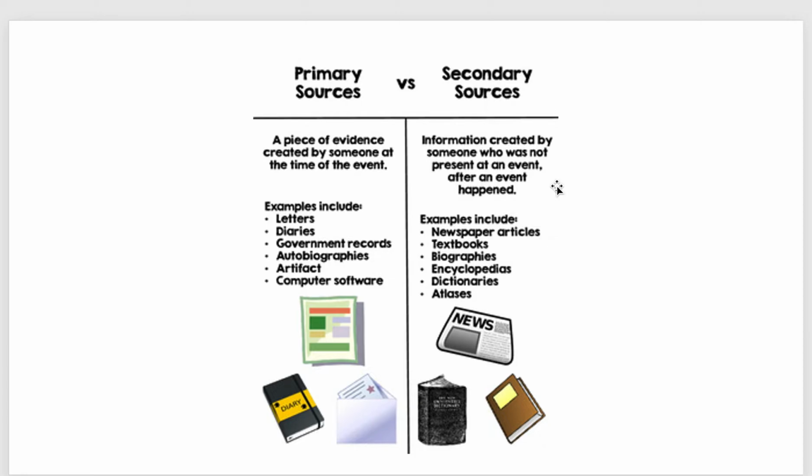Some examples of this are newspaper articles, textbooks, biographies, encyclopedias, dictionaries, and atlases, things created after the event happened. So if it's happening right now, I'm creating it, that's primary. Primary means one, first person, it's happening right now. Secondary means second, afterwards. So I'm doing it after it happens.